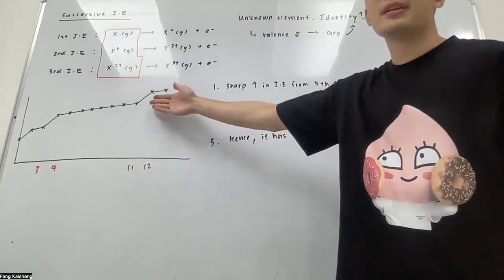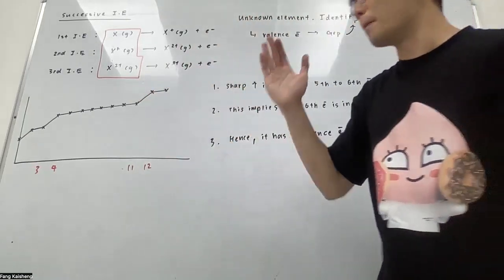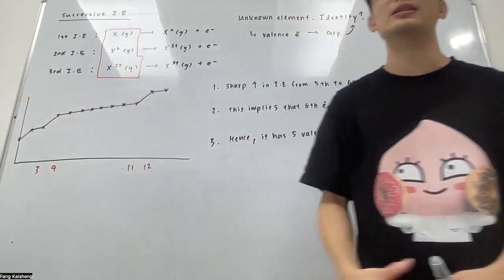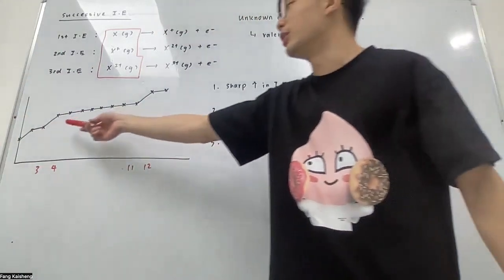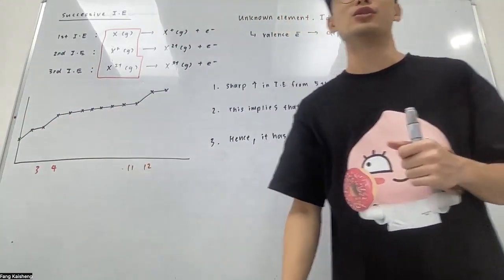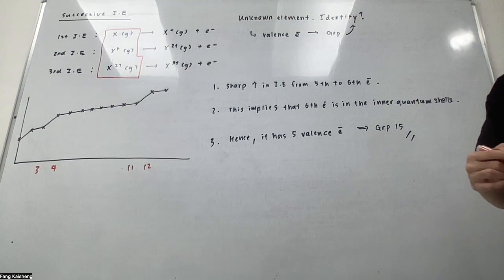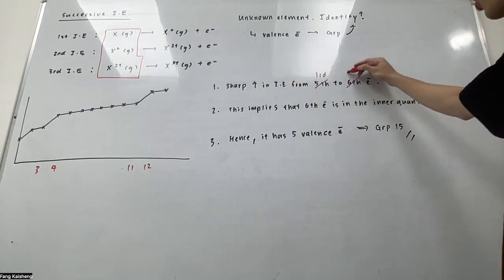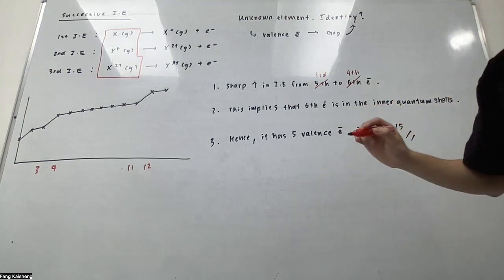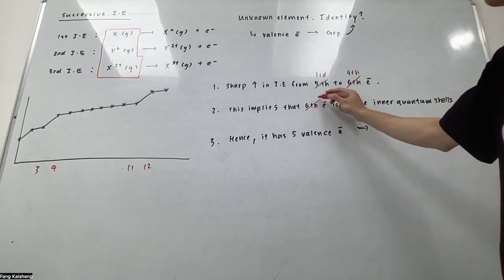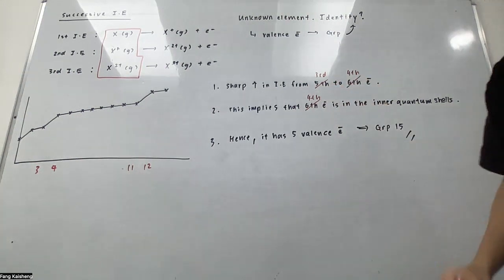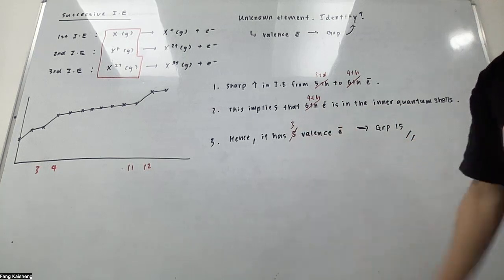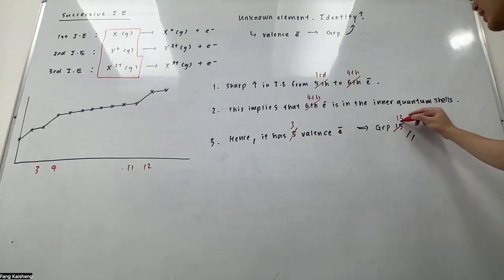So it doesn't matter. So you need to know which data to pick out here, because it's one of the first few electrons removed from the outside. So that's all that matters. So just based on this information alone, can you tell me which group it belongs to? The sharp increase in IE is from the third to fourth electron, implying that the fourth electron is in an inner quantum shell, implying that it has 3 valence electrons. It's in group 13. Can you see that first?